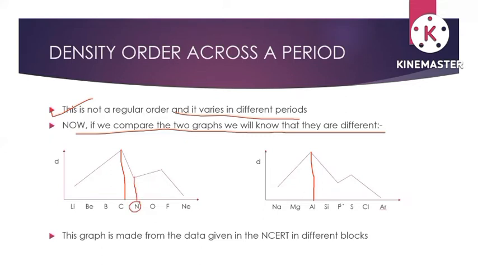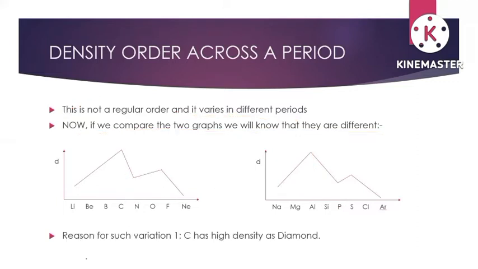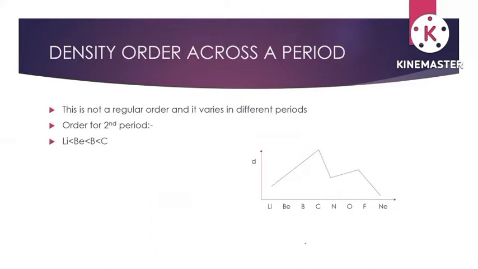Over here, the density increases up to fluorine. Over here, density increases up to sulfur. And the similarity is that neon and argon both have very low density. The reason for such variation is that carbon has very high density as diamond, and fluorine gas is more compact than chlorine, so fluorine has higher density than chlorine, the Cl2 gas.